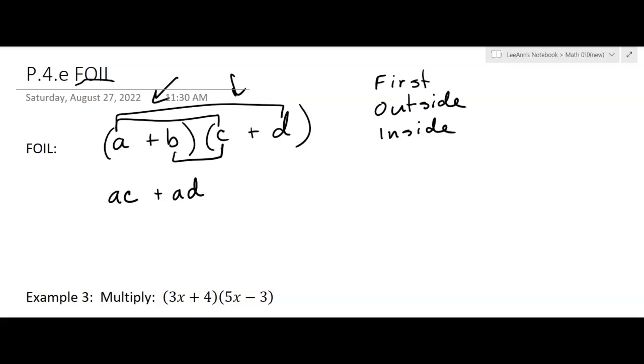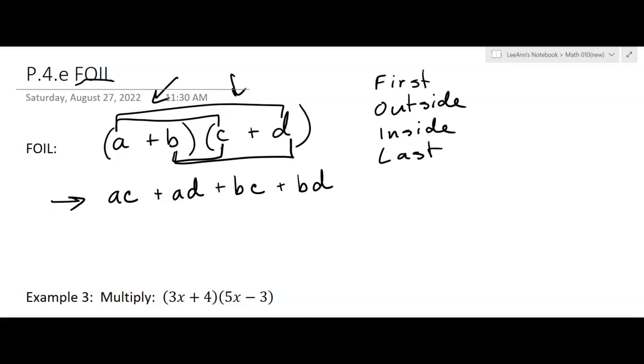Okay, and then the inner terms, or the inside terms, you're going to multiply those, so B times C, which is BC. And then the last terms, meaning the last term in the first binomial times the last term in the second binomial. That's where they get the acronym FOIL, plus BD. Okay? And then there's your terms.